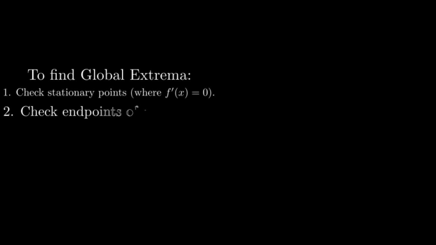To find the absolute best solution, the global maximum or minimum, you must always check two places. First, check the stationary points you find by setting the derivative to 0. Second, you must check the values of the function at the endpoints of the interval you're considering. This is a critical step that can't be skipped. To bring structure to solving these problems, we'll use a reliable 6-step method.